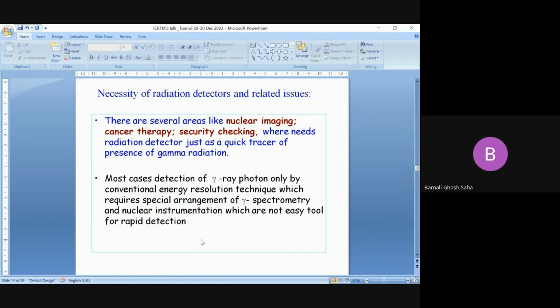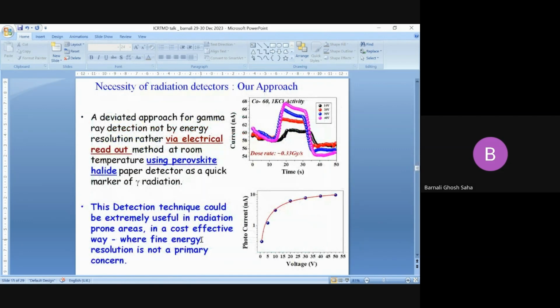But in our case, it is very easy. It is a different approach we are following, not by energy resolution, but via an electrical readout method at room temperature using a perovskite halide paper detector as a quick marker of gamma radiation. This detection technique would be extremely useful in radiation-prone areas in a cost-effective way, where fine energy resolution is not a primary concern.